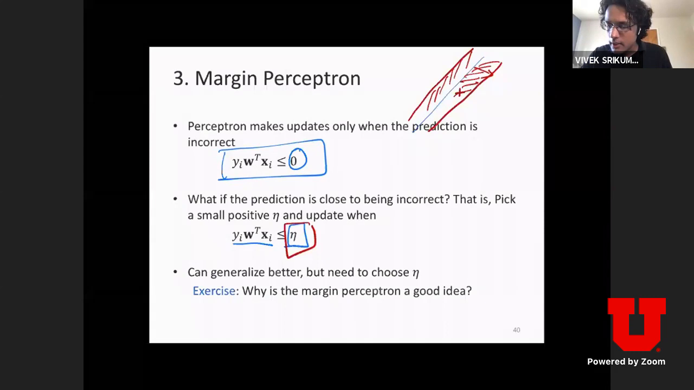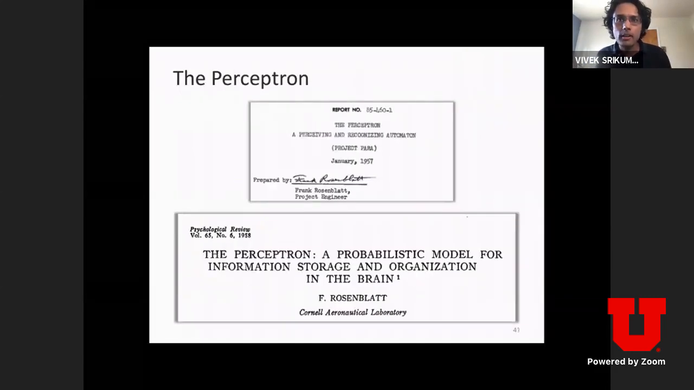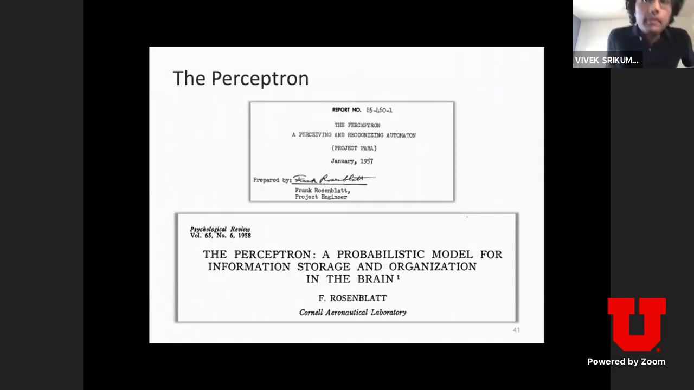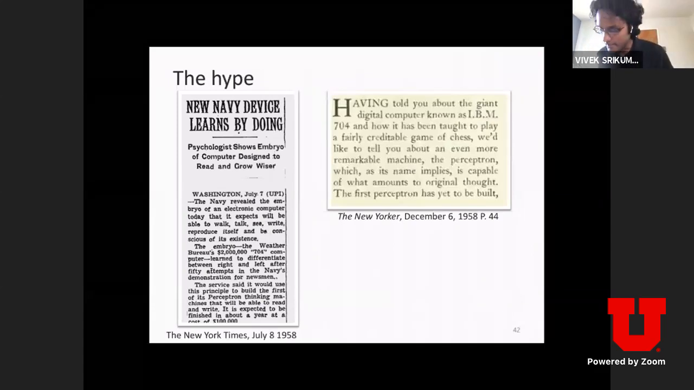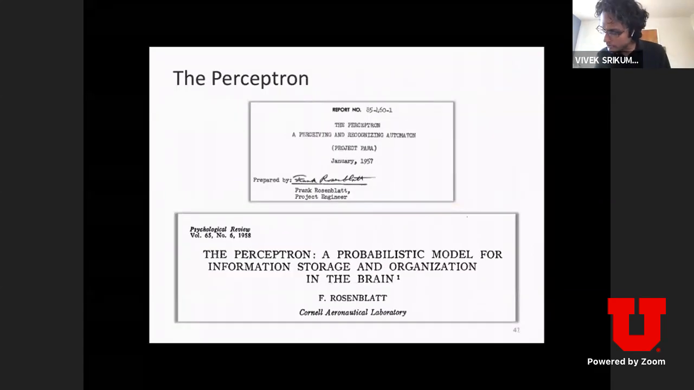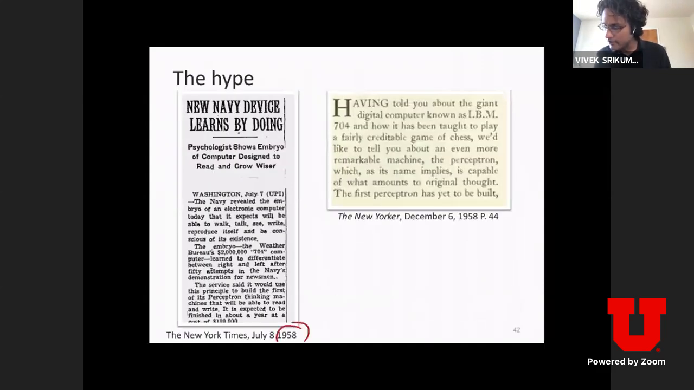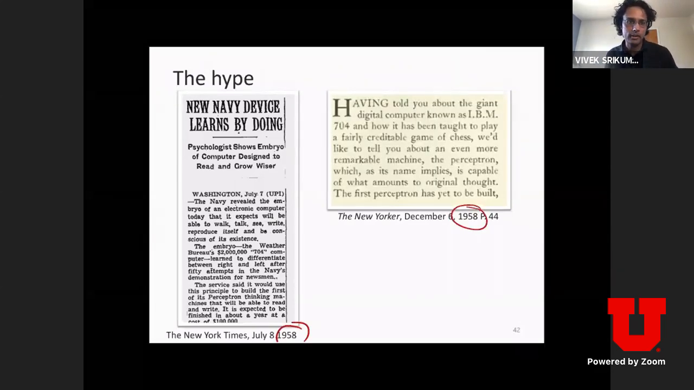So that's maybe a thing. This was the perceptron algorithm. The perceptron algorithm was defined as we know it today in the 1950s. And something remarkable happened almost immediately. The paper was published in 1958, and by the end of the year, there was an incredible hype about this algorithm.